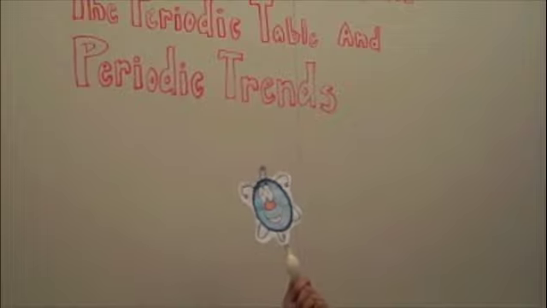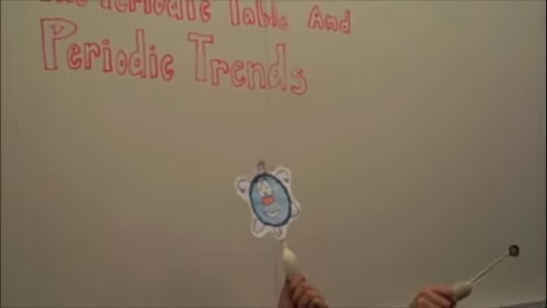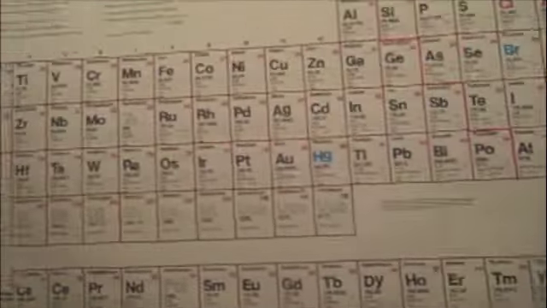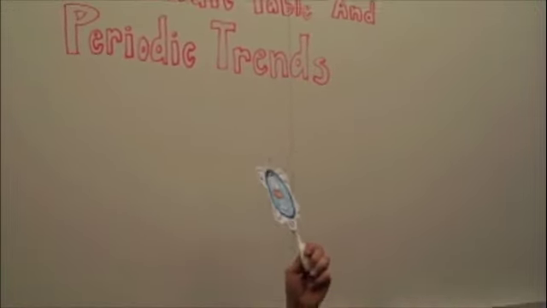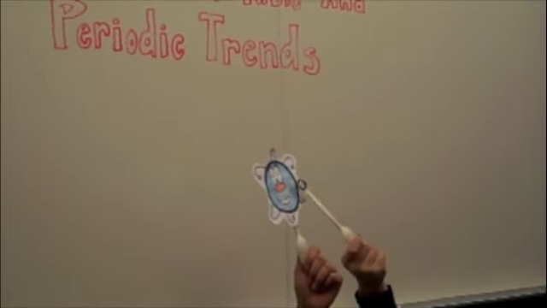Next, we'll talk about electron affinity. This is the energy released when an electron is added to an atom in the gas phase. Electron affinity increases from left to right across a period because it is easier to add a negatively charged electron to an atom as the positive charge on the nucleus increases.